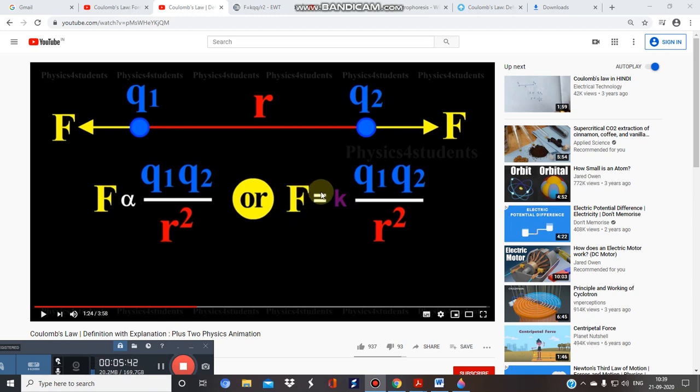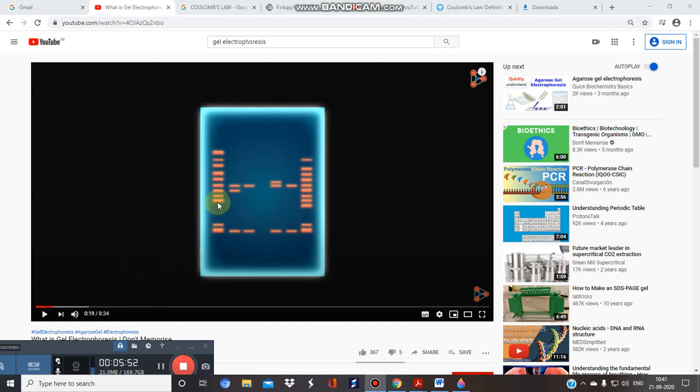Or you can say that F is equal to Q1 Q2 upon R square. This K is used as a proportionality constant here. So watch this image. This is an image of a separation of DNA on a piece of gel. So we are going to cover an important aspect of gel electrophoresis.